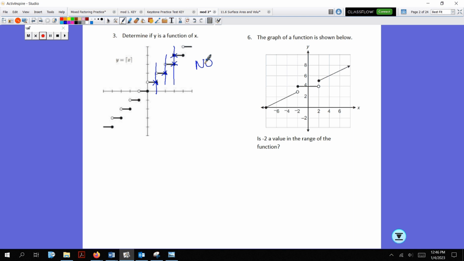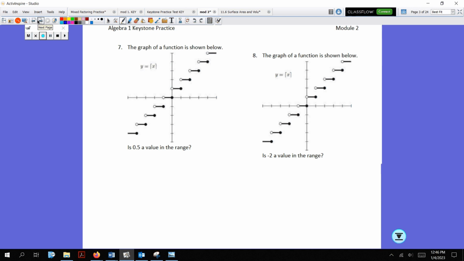Number 6 is a little different. Look, it says the graph of the function is shown below. Is -2 in the range value? Remember, range is y. Well, we look where y is -2. That's all along this here. Is there any point of the graph that's in that function? No, there's not. So no. -2 is not in there. All right, that's one page down.